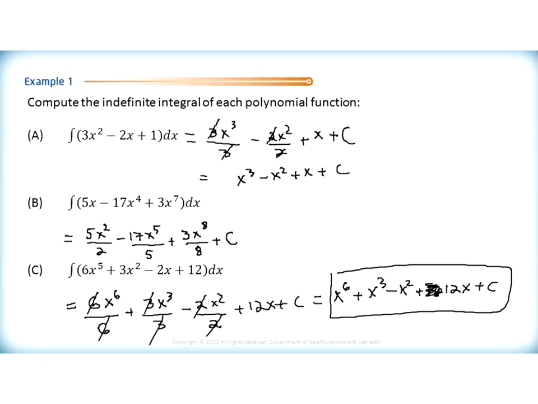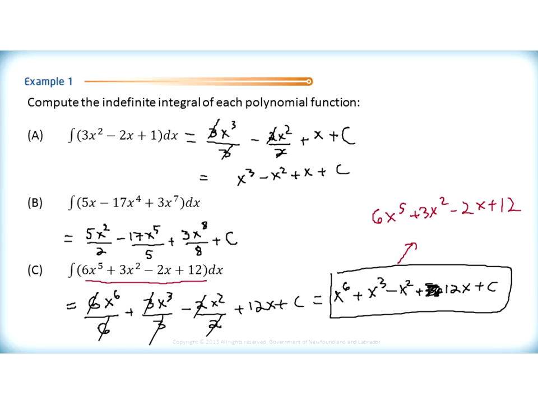You can always check antiderivatives, or indefinite integrals, to make sure you got them right. Go ahead and differentiate and see if you get back to the same place. For example, with this one I just did, I'm going to take the derivative of this and see if I get the same thing. So the derivative would be 6x to the power 5 plus 3x squared minus 2x plus 12. And then the c goes to 0. And that's exactly what we have over here.